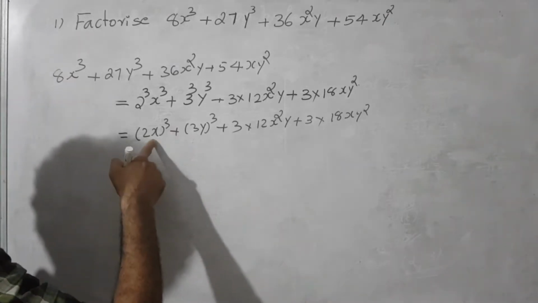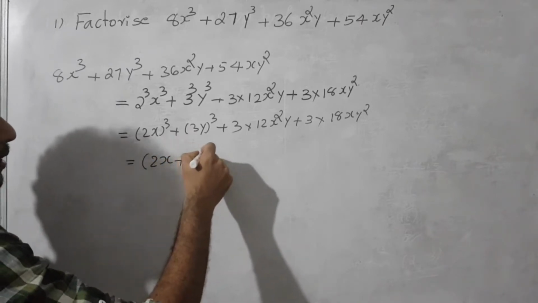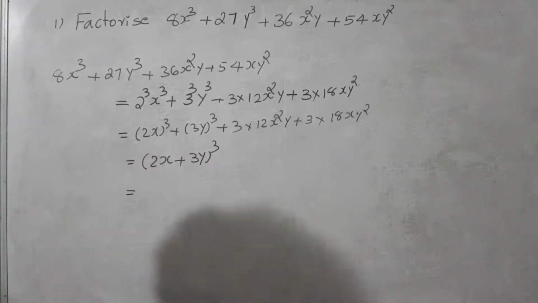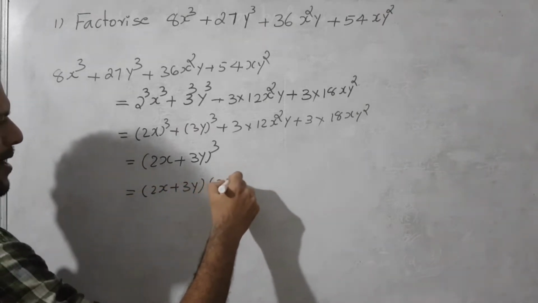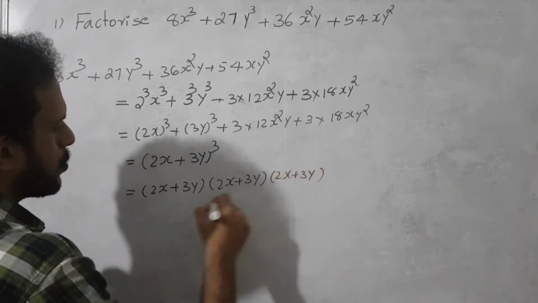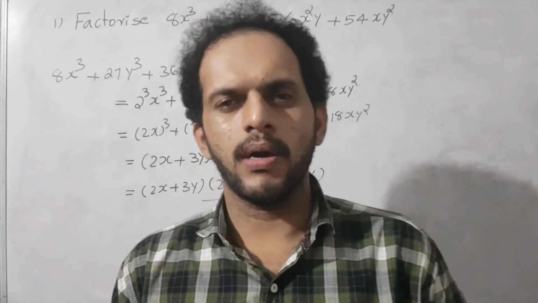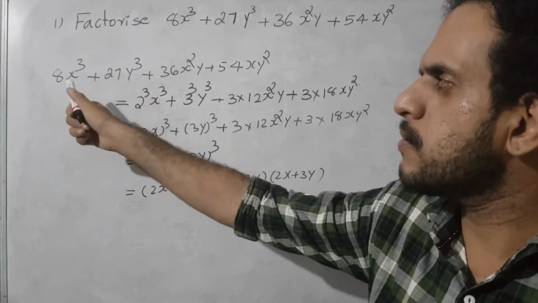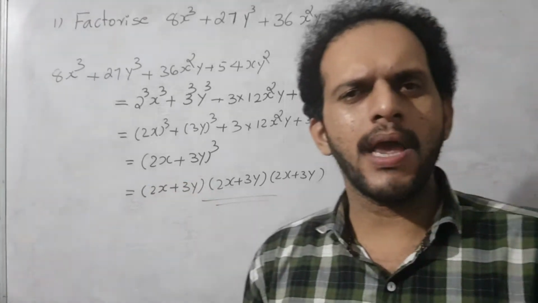What is x here? x is 2x. Then what is y? It is 3y. So 2x plus 3y whole cube is the factorization. We need to split like this: 2x plus 3y into 2x plus 3y into 2x plus 3y, since it is a cube, three factors. So the idea to factorize by the sixth identity is the same, only we convert into the form of x plus y whole cube.